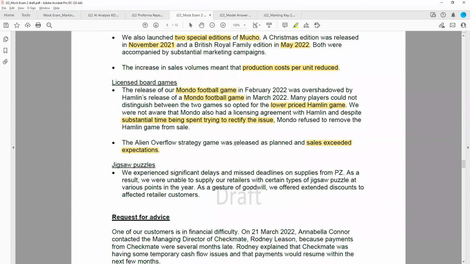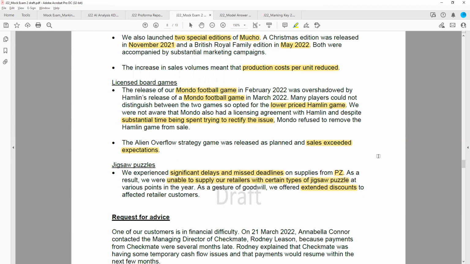And then we've got Jigsaw Puzzles. We experienced significant delays and missed deadlines on supplies from PZ. So there's been issues with PZ in the past, as we knew from the AI. So delays, missed deadlines. As a result, we were unable to supply our retailers with certain types of Jigsaw Puzzle at various points in the year. So as a gesture of goodwill, we offered extended discounts to affected retailer customers. So there's been delays, missed deadlines, unable to supply retailers with certain types of Jigsaw Puzzle.